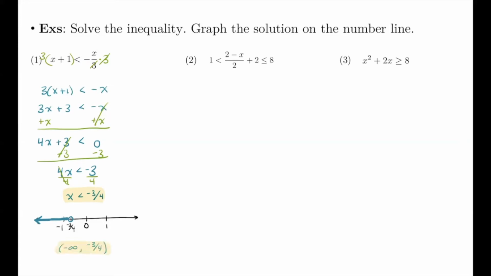Okay, so here is our final solution written in interval notation. I guess I should just probably highlight that one.